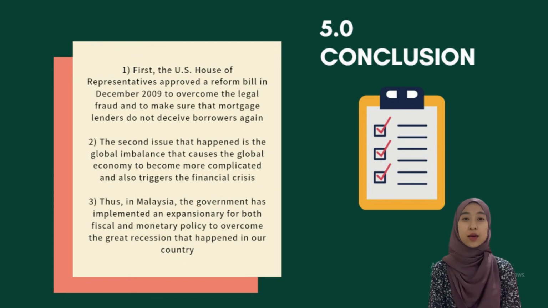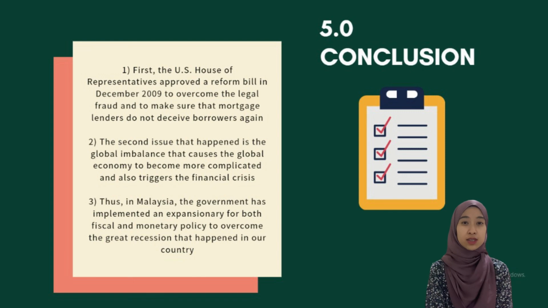The second issue that happened is the global imbalance that causes the global economy to become more complicated and also triggers the financial crisis. The currency rate, trade flows, and investment could all be significantly impacted by the sudden rise in capital volatility. This global imbalance can be curbed by reducing the external vulnerability of developing countries and emerging market countries. Thus, in Malaysia, the government has implemented both expansionary fiscal and monetary policy to overcome the Great Recession that happened in our country.